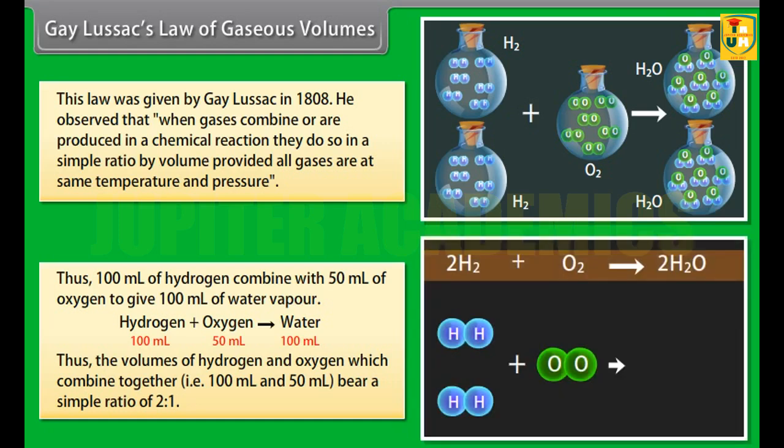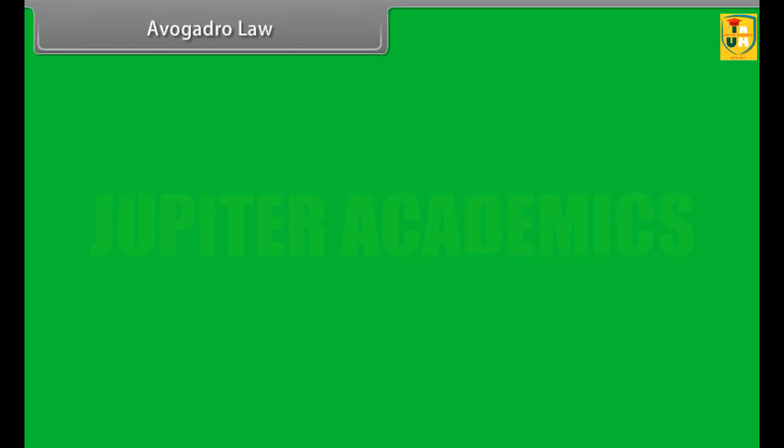Thus, 100 ml of hydrogen combine with 50 ml of oxygen to give 100 ml of water vapor. Hydrogen plus oxygen gives water: 100 ml plus 50 ml gives 100 ml. Thus, the volumes of hydrogen and oxygen which combine together, that is 100 ml and 50 ml, bear a simple ratio of 2:1.